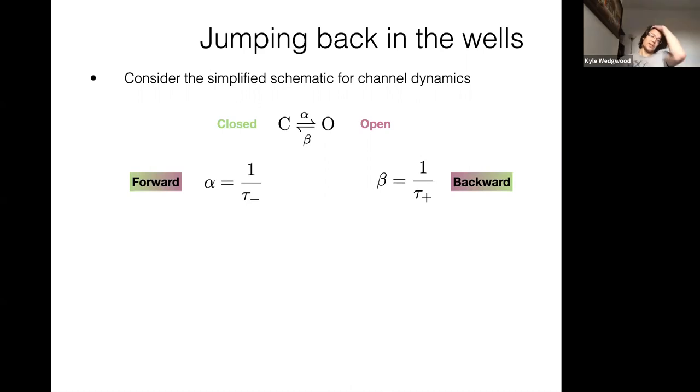And we can relate these to the dwell times. Remember, tau minus was the expected dwell time in the closed state, tau plus was the expected dwell time in the open state, and the probabilities of transitioning per unit time are just the reciprocals of those. Okay, and this makes sense, right? If alpha is really, really big, then your expected dwell time in the closed state should be really, really small, and vice versa.